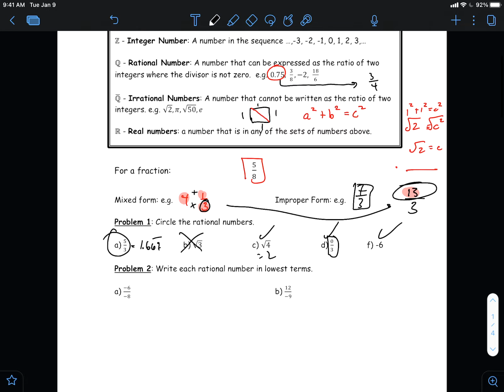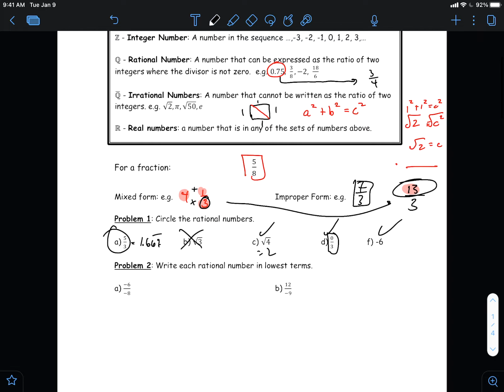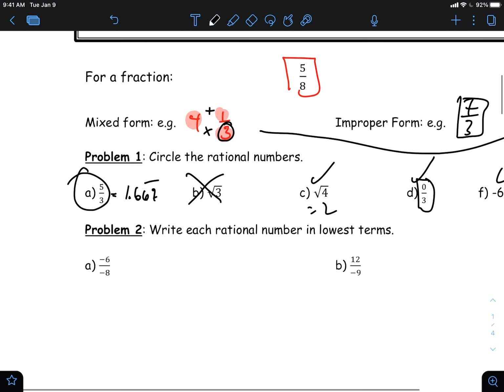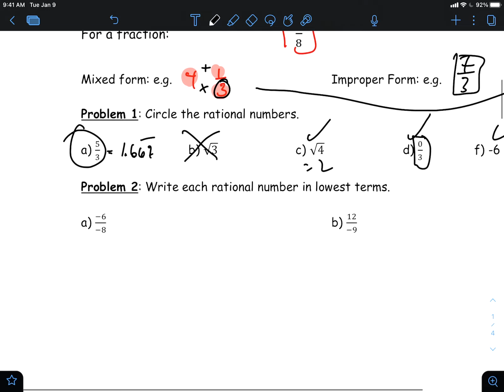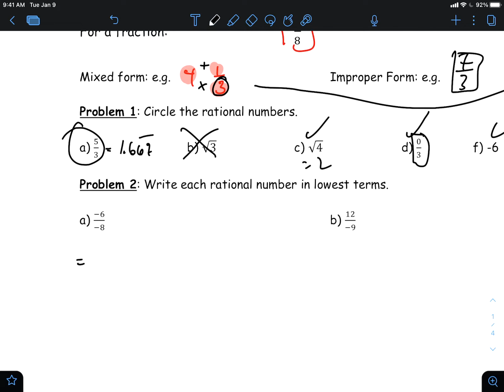So 6 divided by 8. Well, the two negatives are going to knock themselves out. Do we agree? We're not worried about the negatives because a negative divided by a negative is going to turn into a positive. So I know my answer is going to be positive something. But when it says lowest terms, you want to go as low as you possibly can go, right? So you're going to look at the numerator and the denominator, and see what's the biggest thing you could divide both of them by.